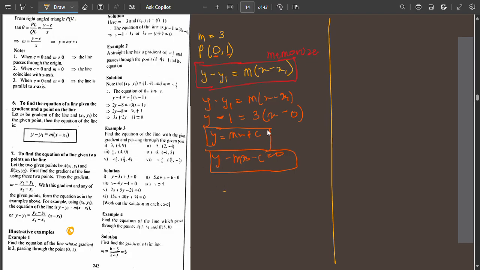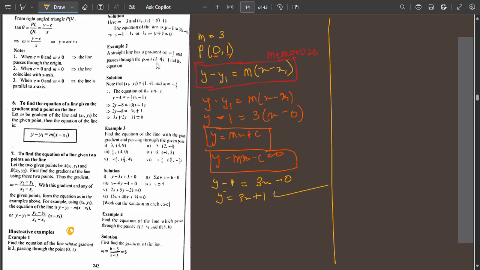So let's see. We expand this part of the equation. Y minus 1 is equal to 3x minus 0. So y is equal to 3x plus 1. Perfect. So that's the equation of the line.